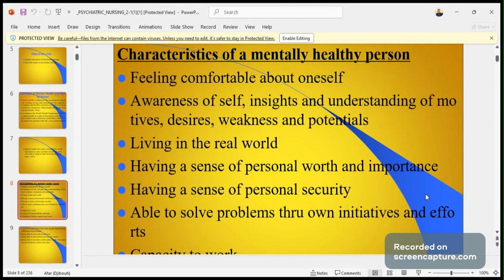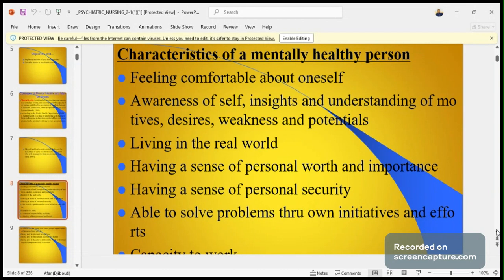Having a sense of personal worth and importance, having a sense of personal security, being able to solve problems through your own initiatives and efforts, those are all characteristics of a mentally healthy person. So sometimes you don't even know, you think you're normal, but you're not. Okay? If you are insecure by yourself, or maybe by your spouse, or maybe your friend, you need to talk about that, you need to handle that, because that is not healthy mentally.